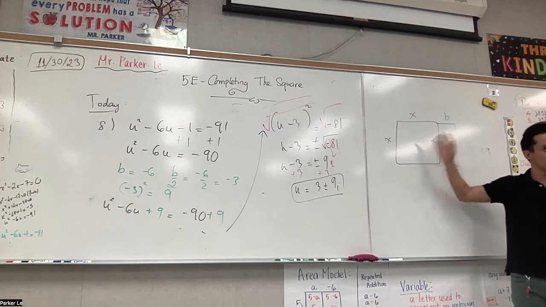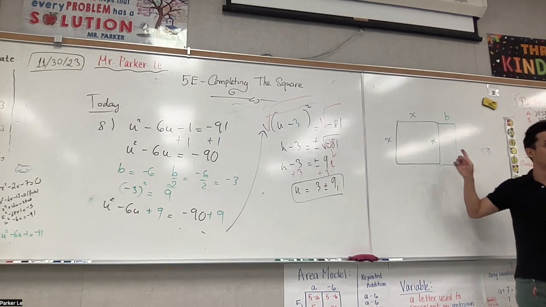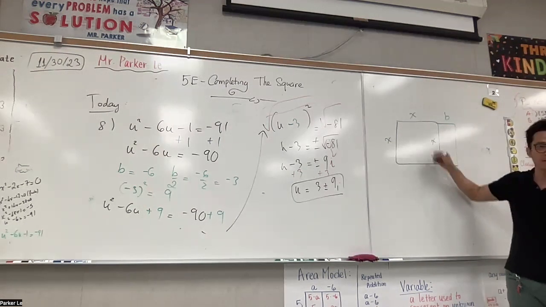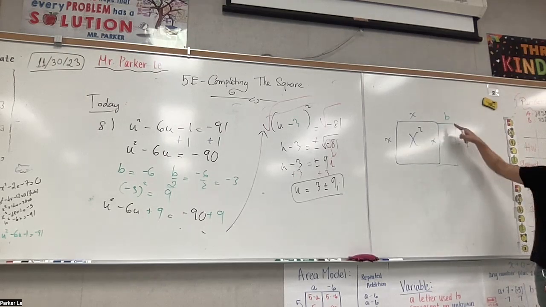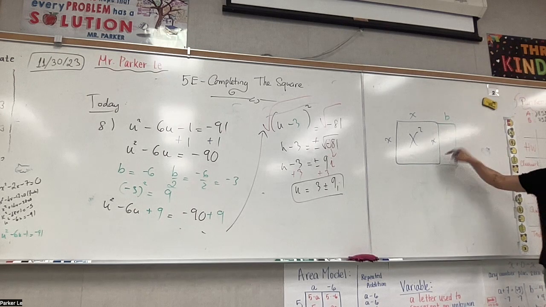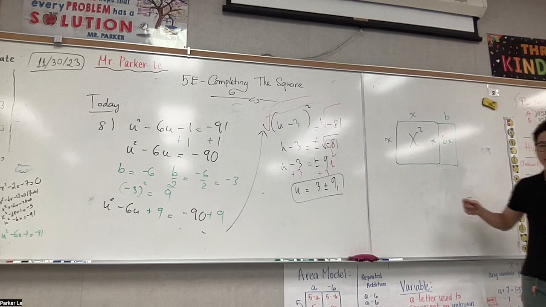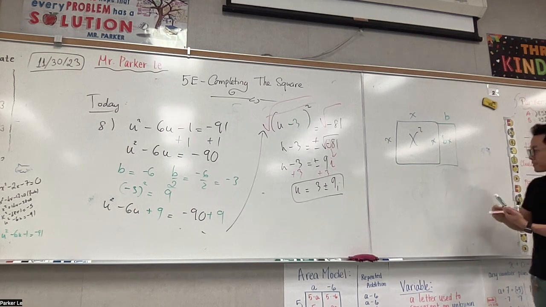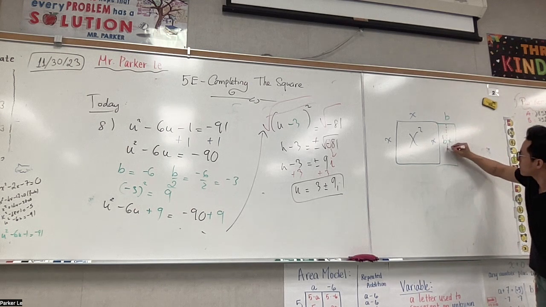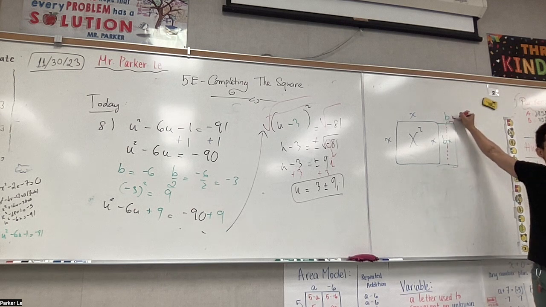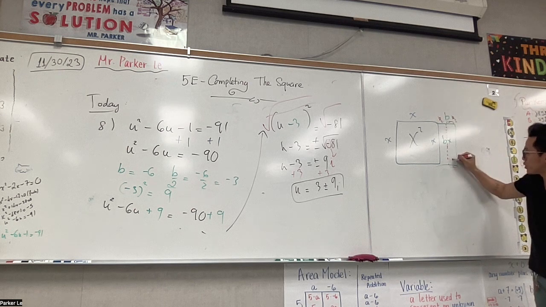What is the area? I'm going to use letters, I think letters are better. The letters you can understand easier. What is the area of this square? x squared, right? What is the area of this rectangle? bx, right? I want to complete the square, so we're going to cut this in half. What is each half? b over 2. b over 2, right?